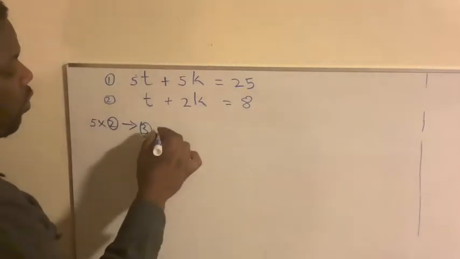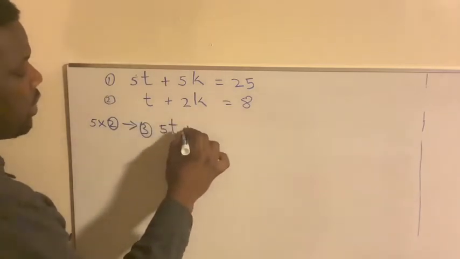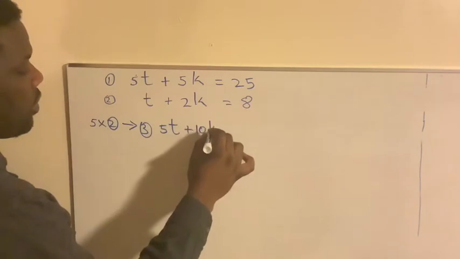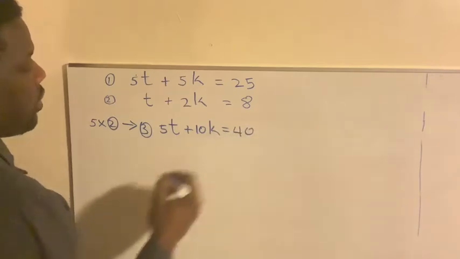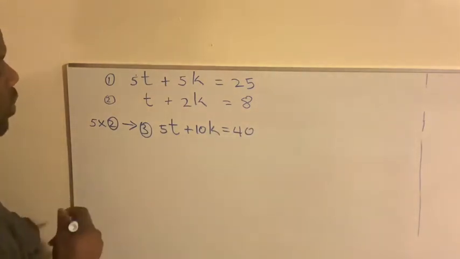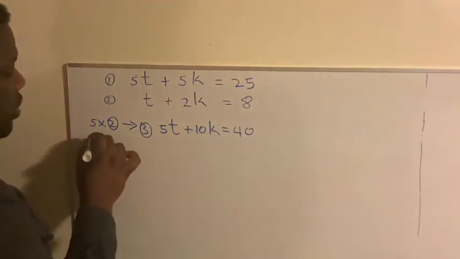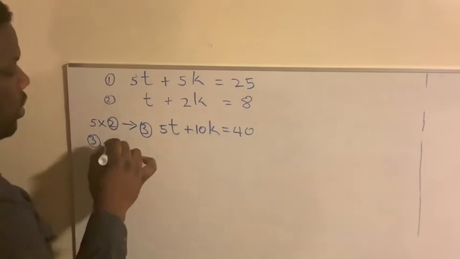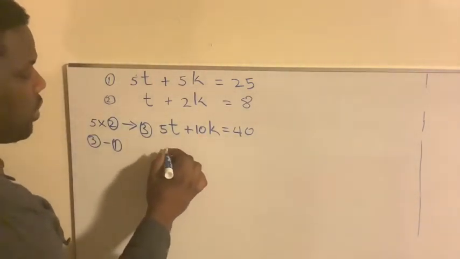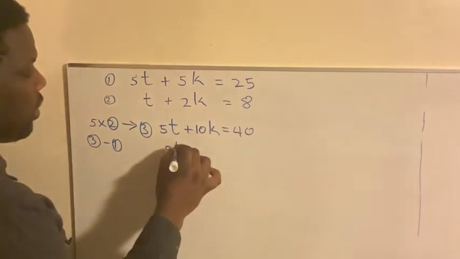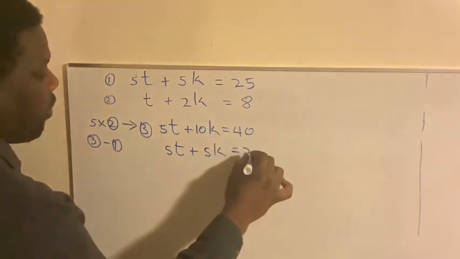5 times t is 5t. 5 times 2k is 10k. And 5 times 8 is 40. Now we can take away equation 1 from equation 3. So let's do equation 3, subtract equation 1. Since we already have equation 3 here, we can just write equation 1 below it. 5t plus 5k is equal to 25.